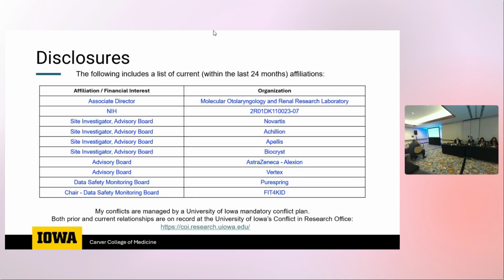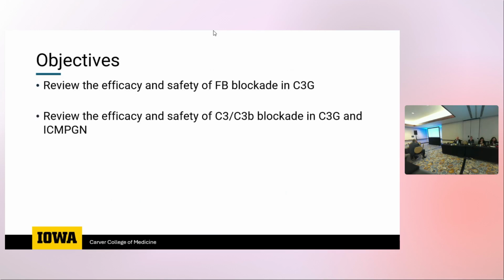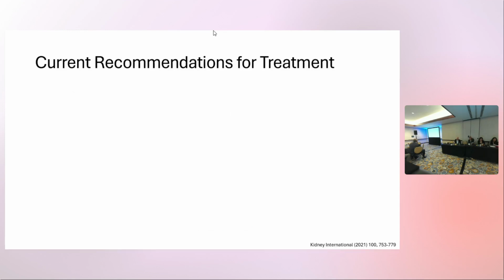My disclosures, obviously as required by my university to share with you, but also important for you to understand what my biases might be. Very quickly, we'll go through the factor B blockade in C3G, and then we'll go through C3, C3b blockade in C3G and immune complex MPGN.